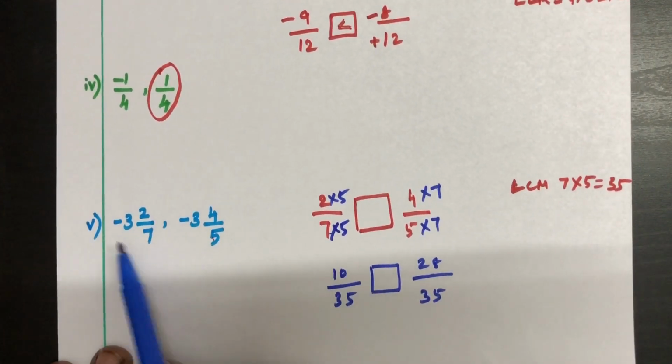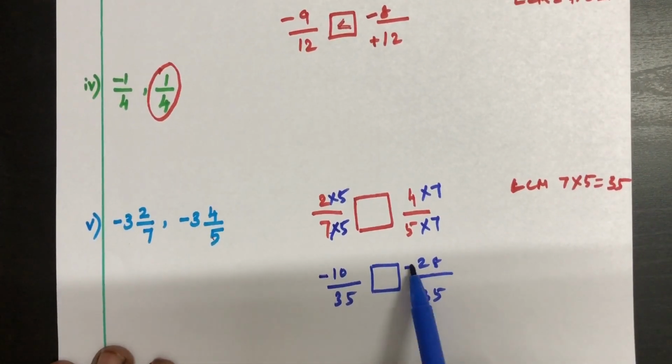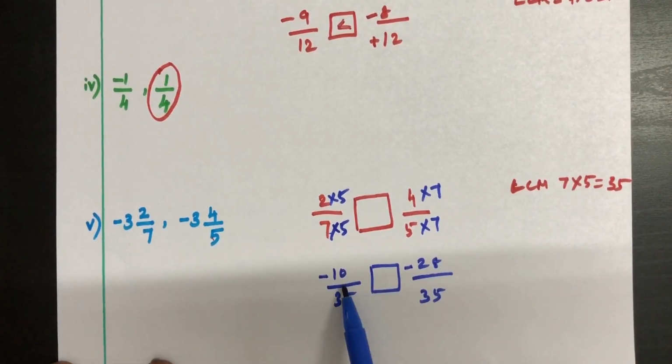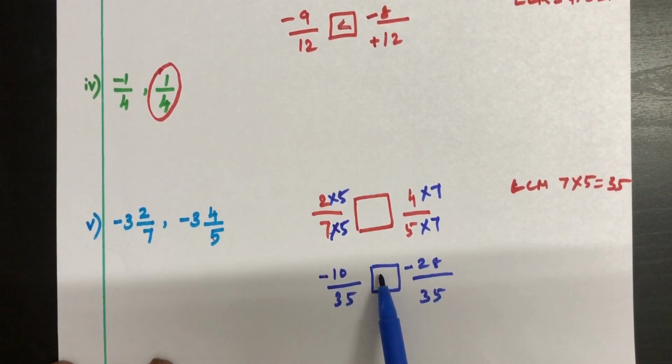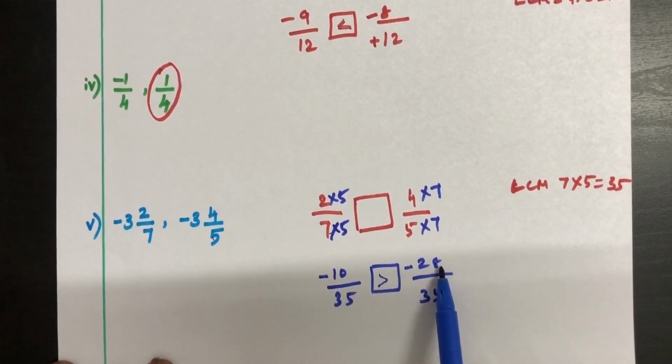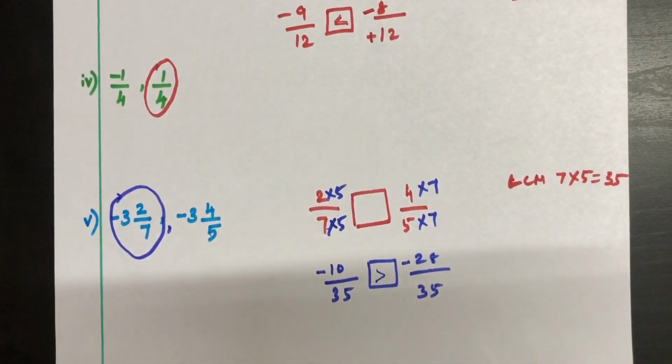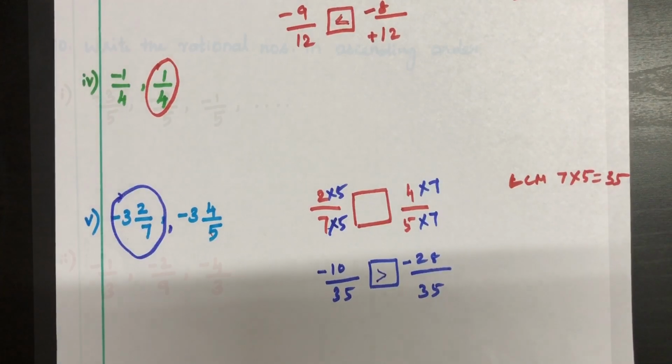Now the important thing, keep the minus here, because the 3s are the same. So minus 10 is greater than minus 28. Right? So obviously this is our greater rational number.